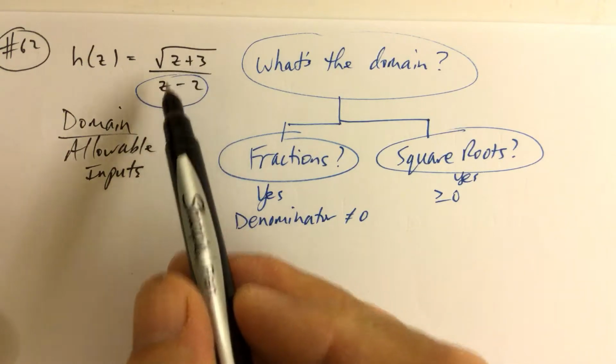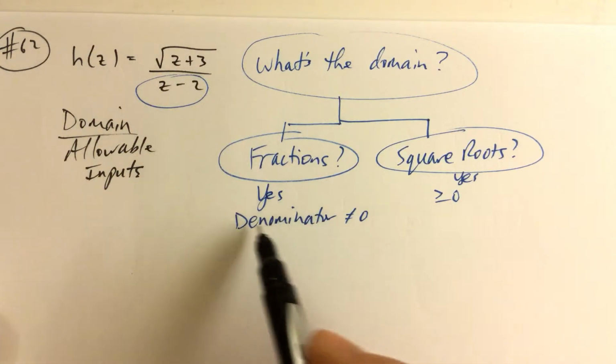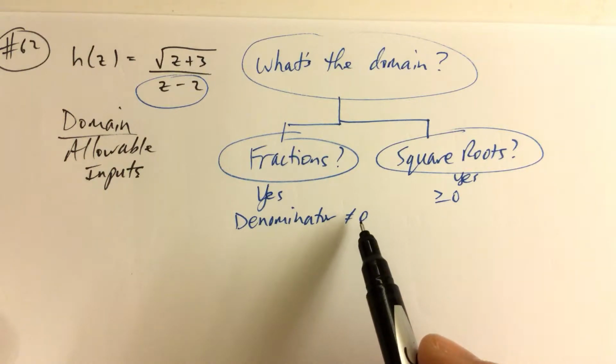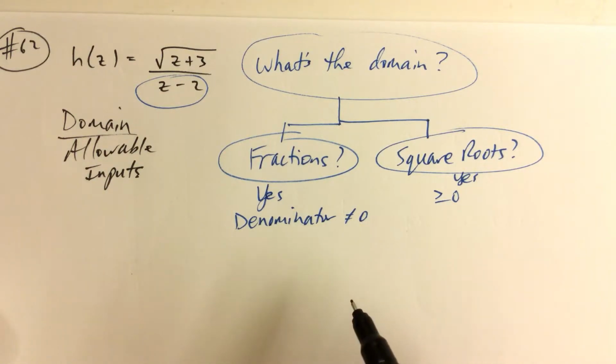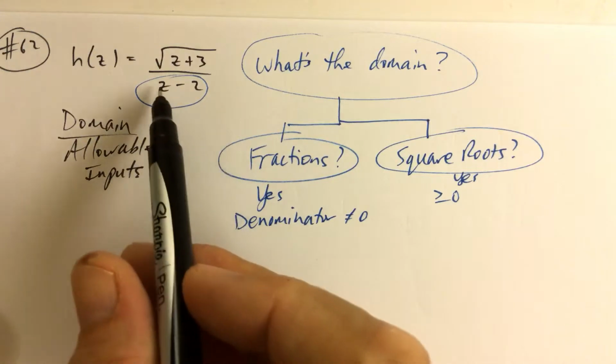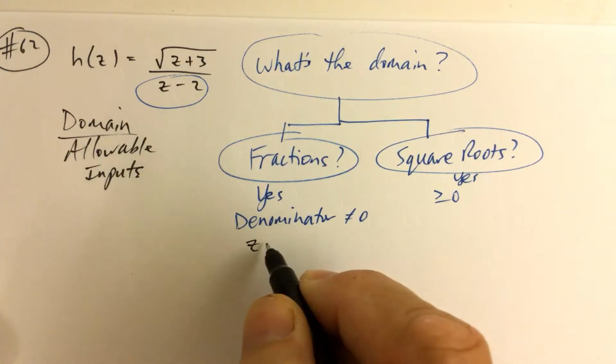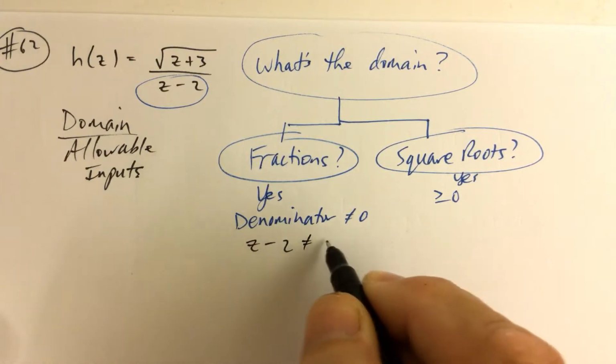Well, here we do have a fraction. And so what do we have to focus on there? Well, we know we can't divide by 0. Division by 0 is undefined. So if there are any inputs that would cause the denominator to be 0, then we have to eliminate those. So we say that z minus 2 is not allowed to be 0.